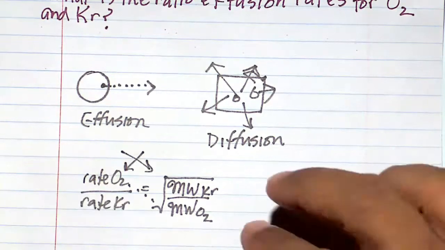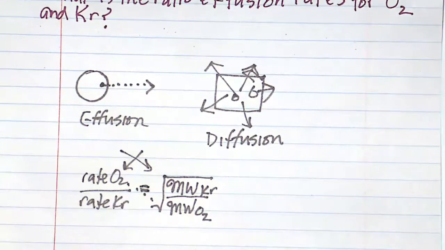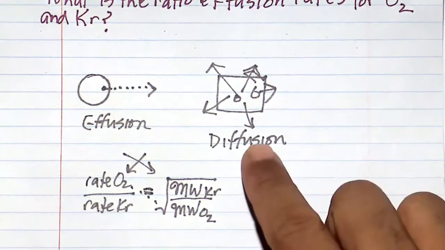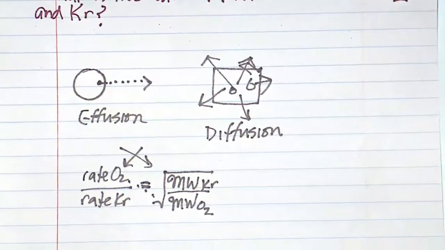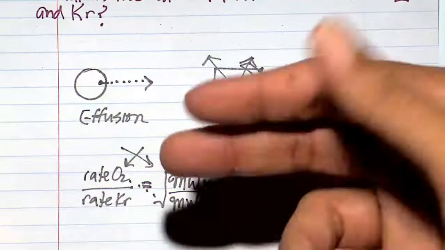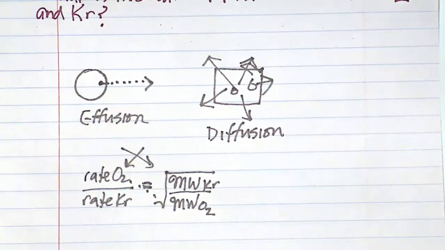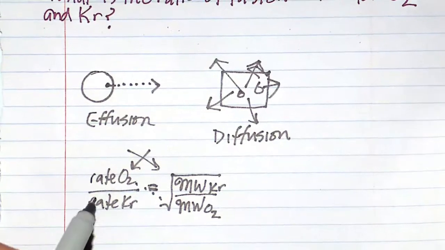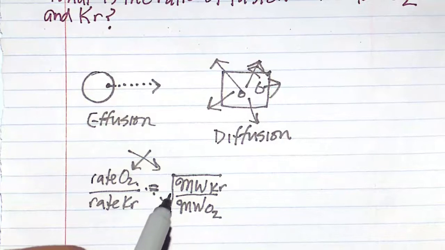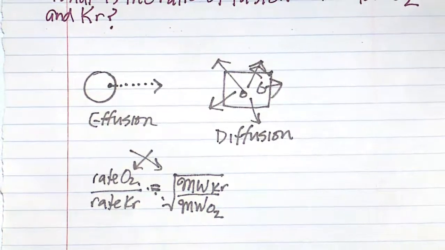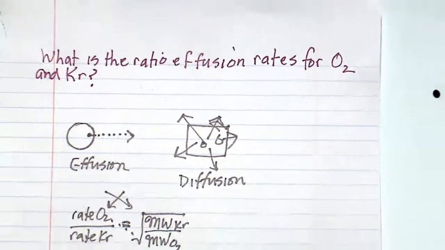You have to flip it and then put the square root on it, because the heavier gas effuses and diffuses slower, and the lighter gas effuses and diffuses faster. Because of that, the rates are the inverse ratio, and don't forget the square root. That's called Graham's law. So the rate of O2 divided by the rate of Kr, krypton, is equal to the square root of the ratio of their molecular weights, krypton over oxygen. So I'll do that here.